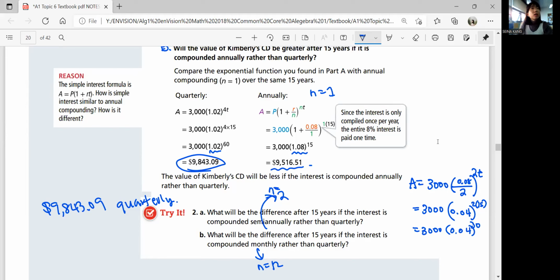Oh, right. I'm sorry, I forgot the 1. You need to add 1. Very common mistake. Okay, 3,000 times 1.04 to the power of 30 is going to be about 9,730.19. So you're going to subtract quarterly minus semi-annually in 15 years.